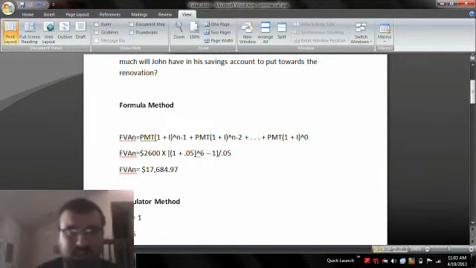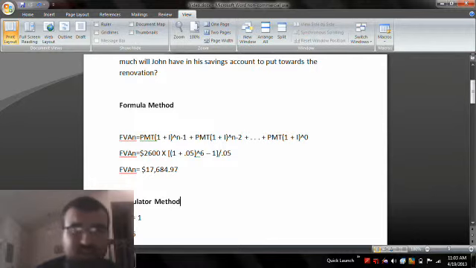You see that the future value of an annuity equals the payment times the sum of 1 plus the interest rate raised to the n minus 1. And basically, you will just keep adding that equation up until you get to n minus whatever n is. So it would be raised to the 0.